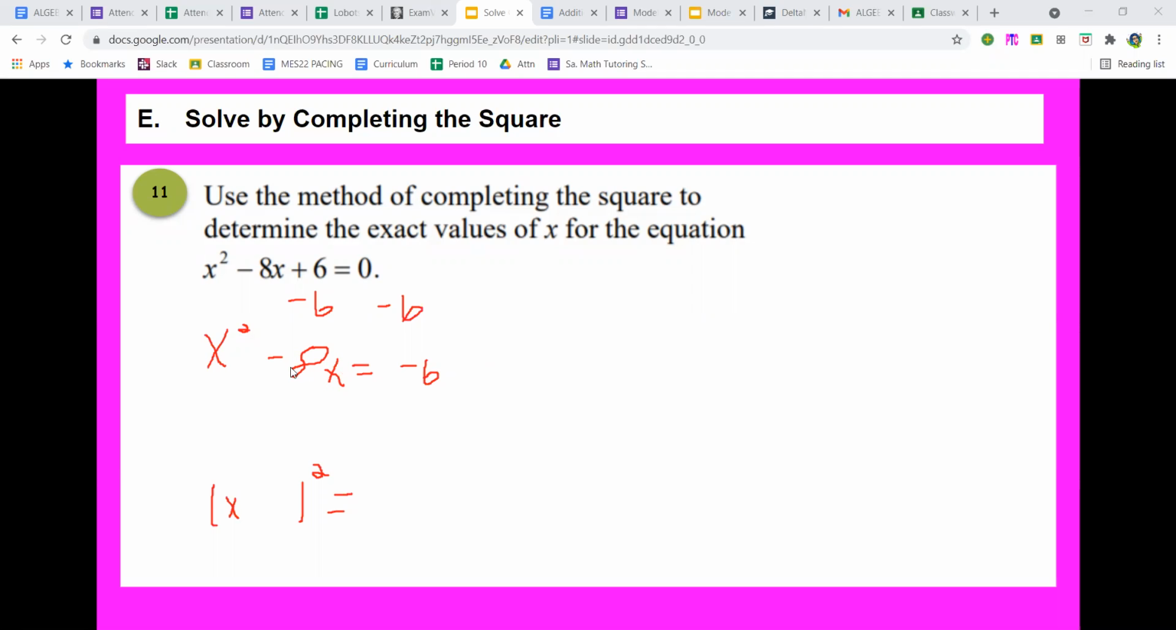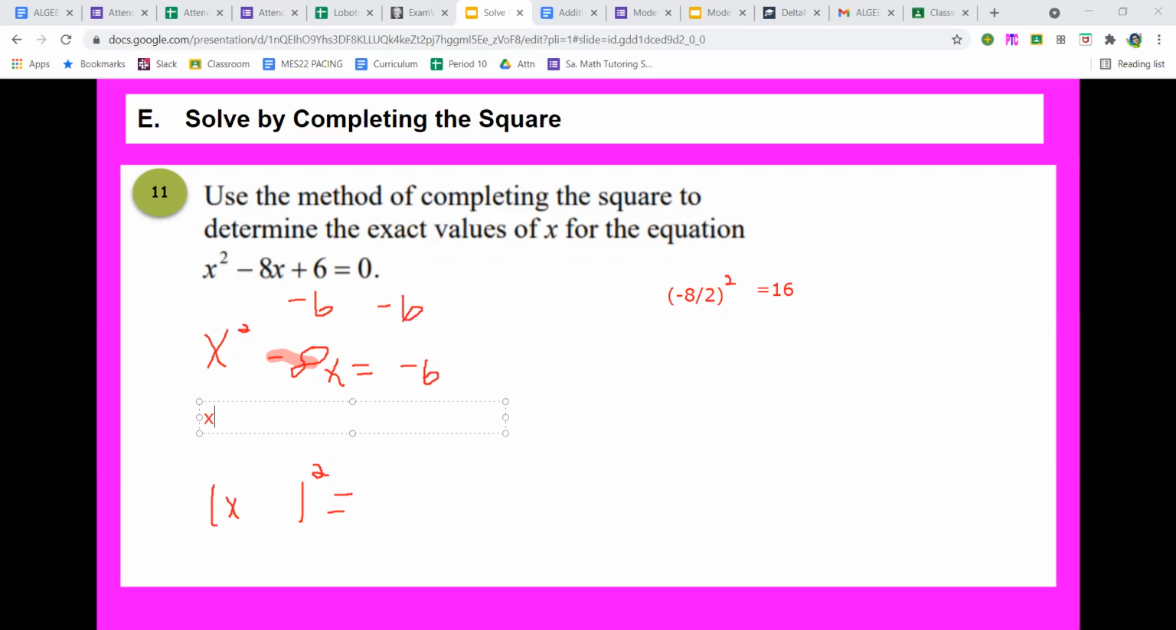So how that's going to be done is we're going to take our b term, which is negative 8, and we're going to divide it by 2, and we're going to square it. So this negative 8 divided by 2 is negative 4. We square it, we get 16. So I'm going to add 16 on both sides.